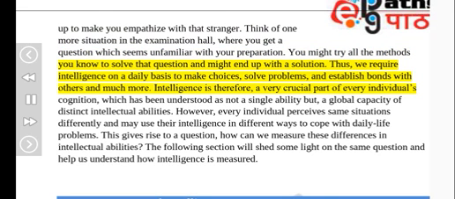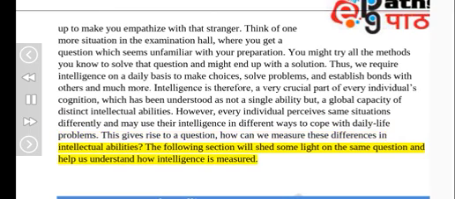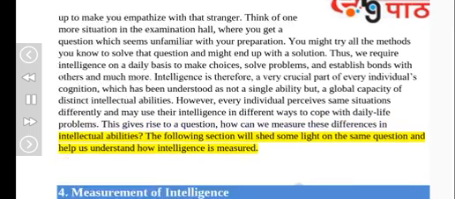Intelligence is therefore a very crucial part of every individual's cognition, which has been understood as not a single ability but a global capacity of distinct intellectual abilities. However, every individual perceives the same situations differently and may use their intelligence in different ways to cope with daily life problems. This gives rise to a question: how can we measure these differences in intellectual abilities? The following section will shed some light on the same question and help us understand how intelligence is measured.